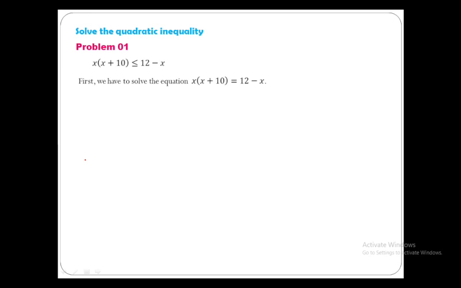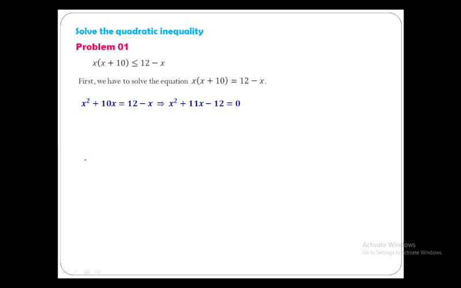We can distribute x into x plus 10. So x squared plus 10x is equal to 12 minus x. And we can take all the terms into the left side. And then we can get x squared plus 11x minus 12 equal to 0. We have to find 2 numbers whose product is minus 12 and whose sum is 11.